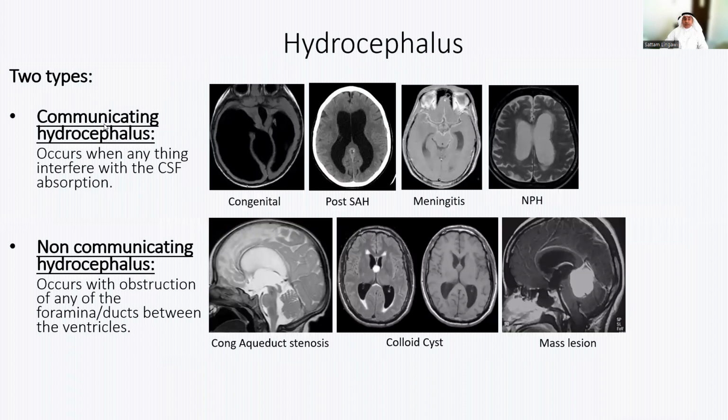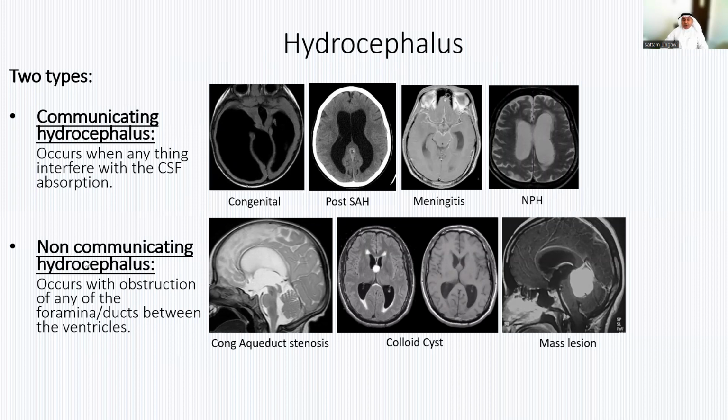There are two main types of hydrocephalus, communicating hydrocephalus and non-communicating hydrocephalus. The communicating hydrocephalus could be of congenital basis, could be secondary to previous subarachnoid hemorrhage or meningitis, or could be due to a communicating, very uncommon type, which is normal pressure hydrocephalus. That represents less than 0.5% of general dementia cases and hydrocephalus cases.